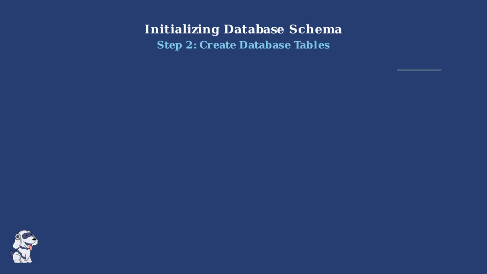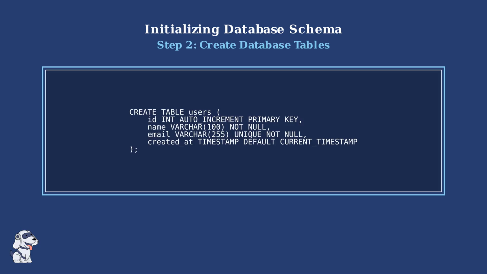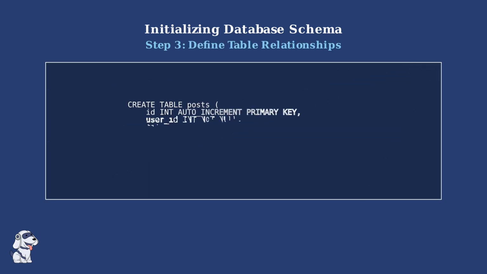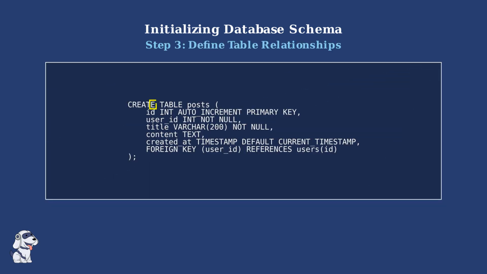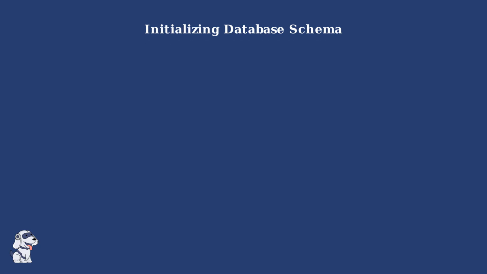Now that you're connected, you can create your database tables. Let's start with a simple example, creating a users table with essential fields like ID, name, email, and timestamps. Database relationships are crucial for organizing your data efficiently. Let's create a second table for user posts and establish a foreign key relationship between users and their posts.